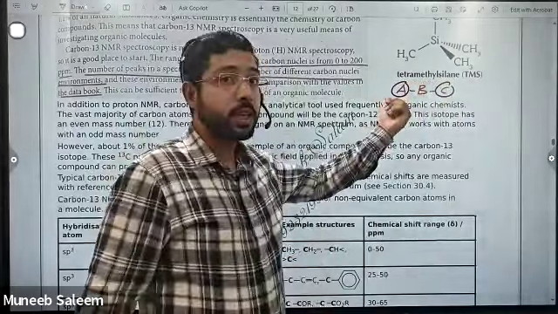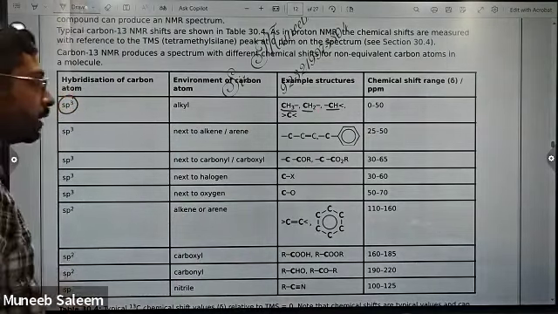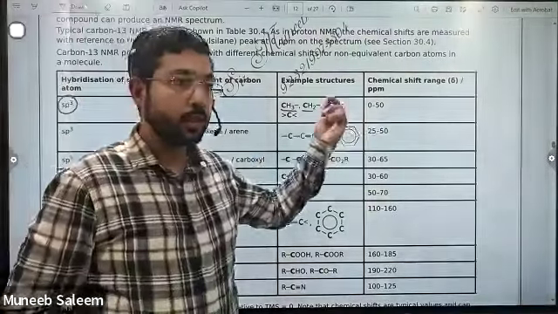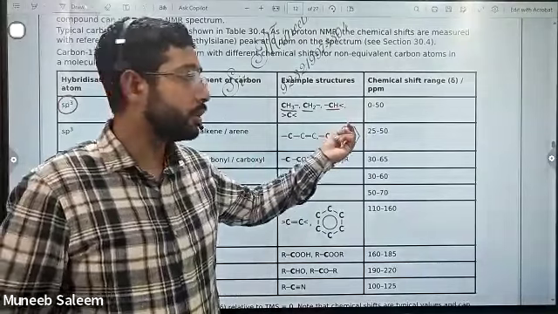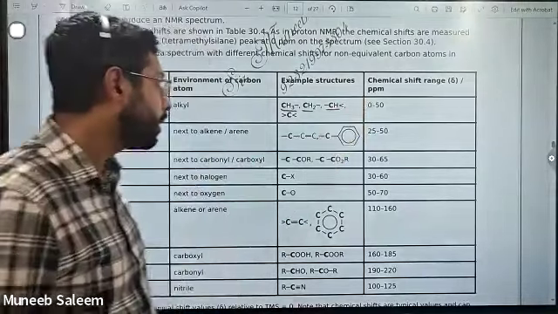If a carbon is present within a methyl group, or within a CH2 or a CH, in all of these cases the carbon has sp3 hybridization. For this case, the chemical shift value will range from 0 to 50 ppm.